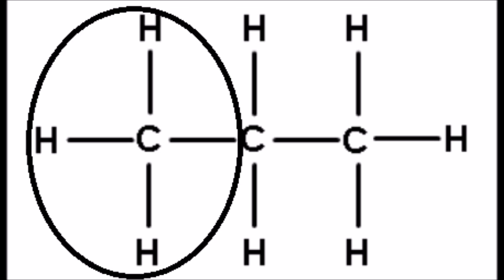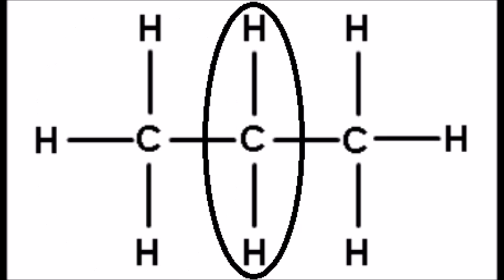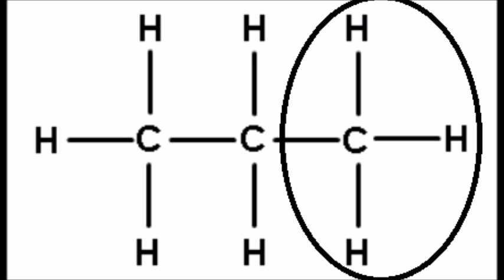The first carbon in the picture only has 3 hydrogen, since it borrowed 1 electron from the second carbon. The second carbon only has 2 hydrogen, since it borrowed 1 electron from the first carbon and from the third carbon. The third carbon only has 3 hydrogen, since it borrowed 1 electron from the second carbon.